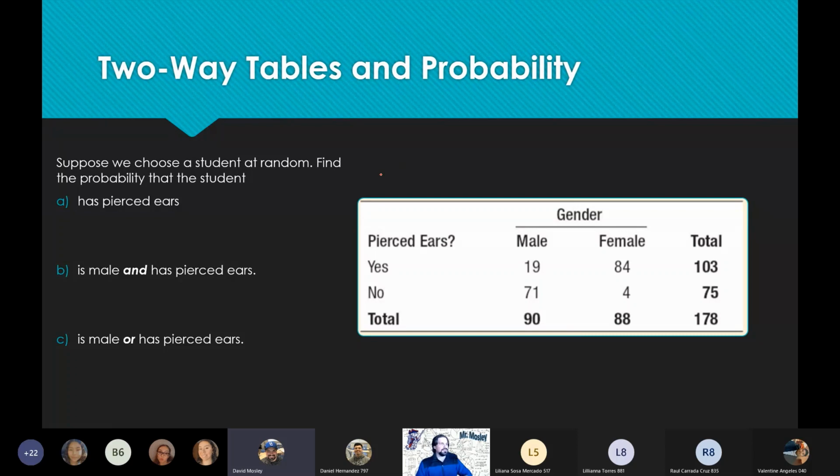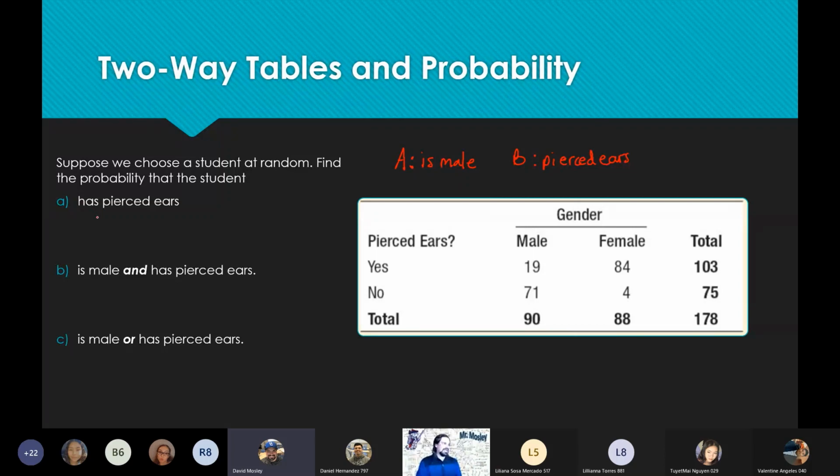All right, take two. All right, so we're going to name two events. Event A will be that the gender is male. Event B will be pierced ears. Identifying these two things as events and labeling them A and B allows me to more easily use notation and answer these questions.